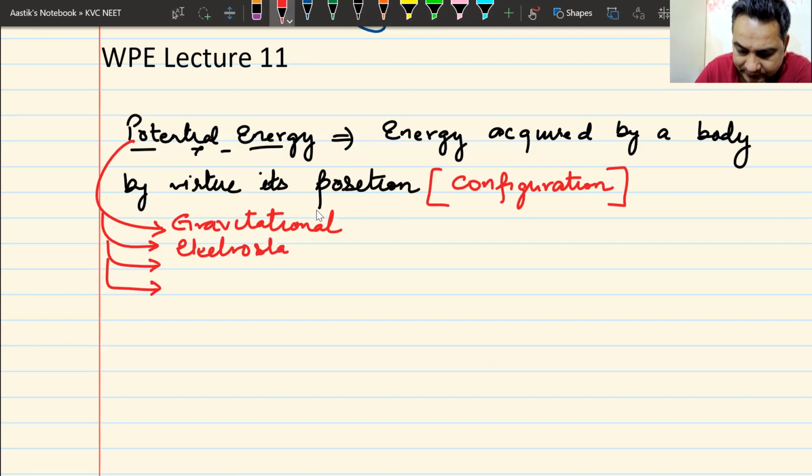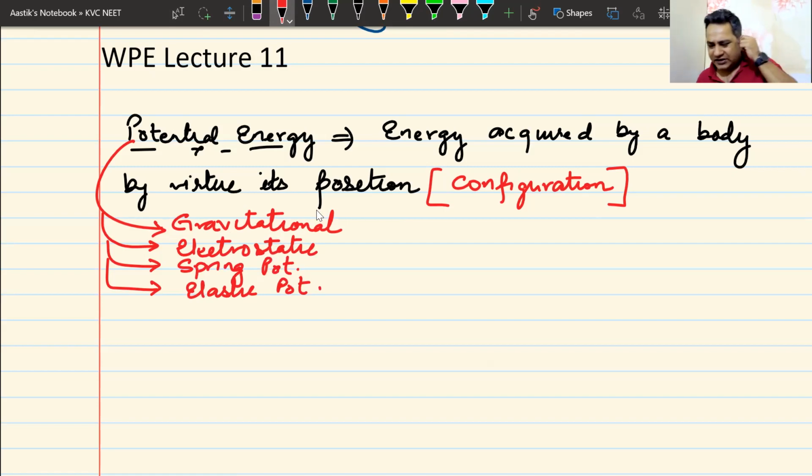Electrostatic potential energy, 12th standard. Spring potential energy, we will study this in this particular chapter. And elastic potential energy, you can call this elastic potential energy and spring potential energy, both are same. They are coming both in springs or something which is elastic.